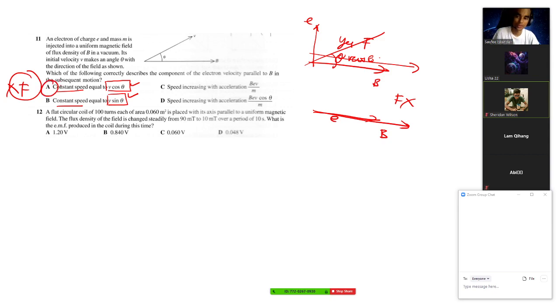Okay. So there are two things that make your headache: the constant speed over here, and V cos theta or V sin theta. Speed increasing with acceleration, this one cannot be because it's parallel. It's not moving in circular motion.